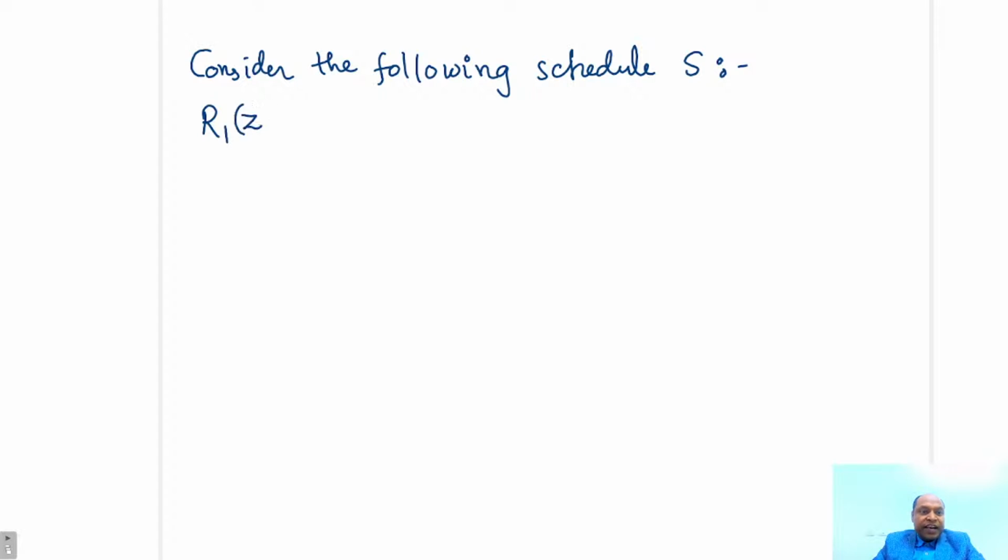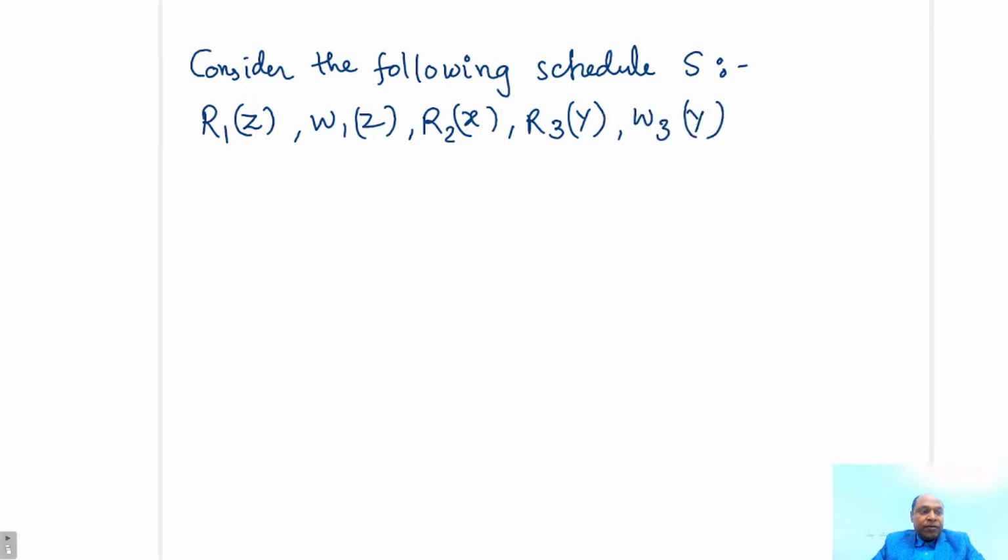So R1 of Z, then W1 of Z, then R2 of X, then R3 of Y, then W3 of Y, then R2 of Y, W2 of Y, and at last W2 of X, then W2 of Y. So this was the question.